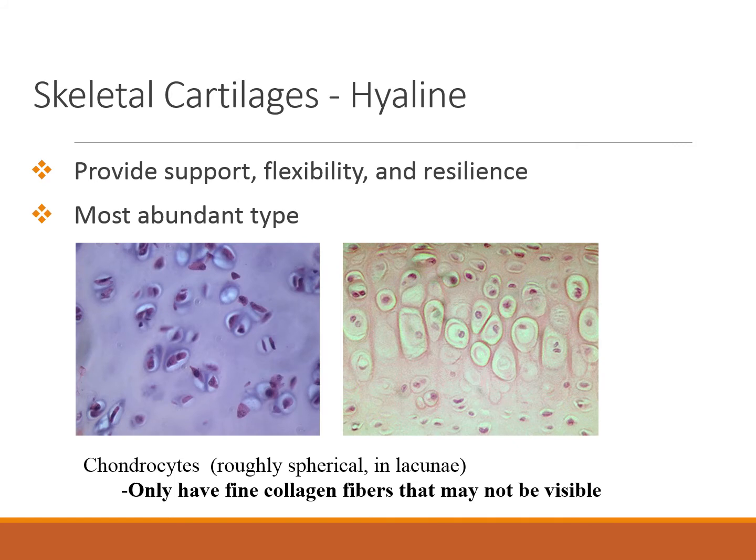So there are three skeletal cartilages. Hyaline is the most abundant one. It provides support, flexibility, and resilience to the skeleton. You'll know it when you see it because the ECM looks kind of glassy and smooth. You won't really see major collagen or elastic fibers running throughout. You'll see interspersed among the ECM numerous lacunae with chondrocytes inside. So here are some lacunae and then the chondrocyte you can see because of the nucleus here.